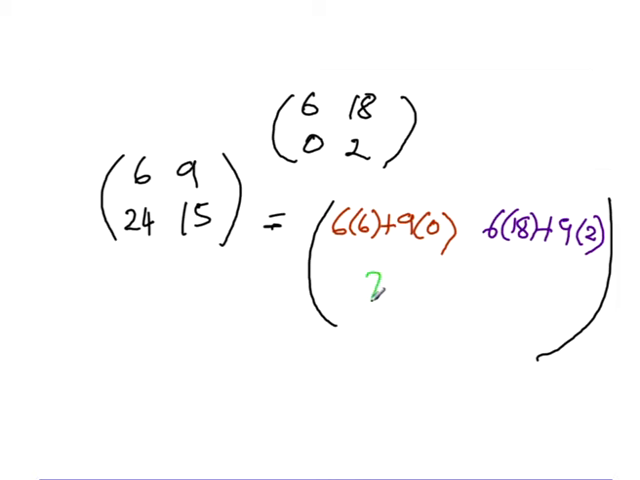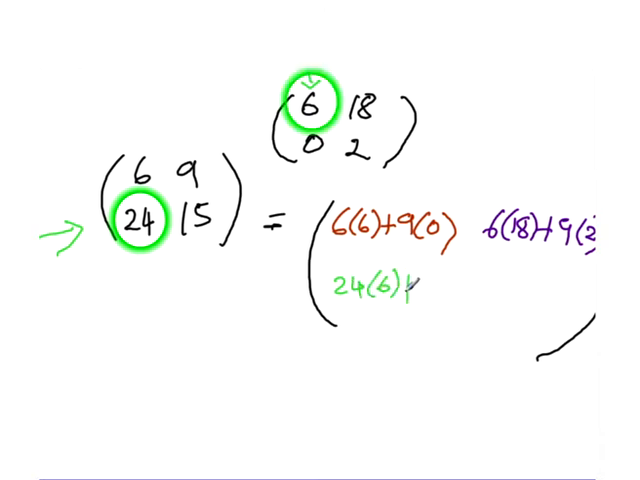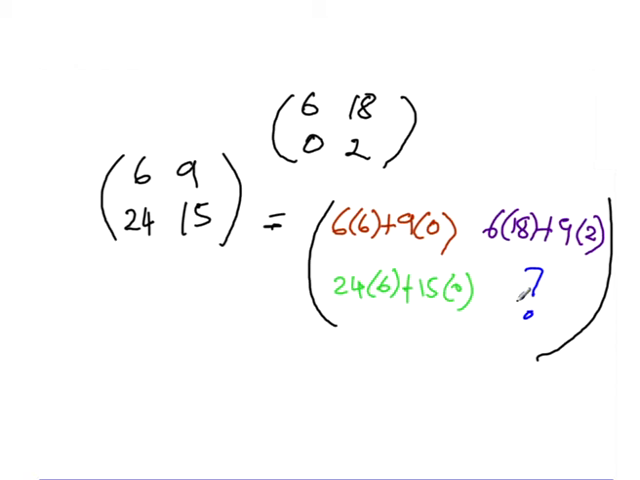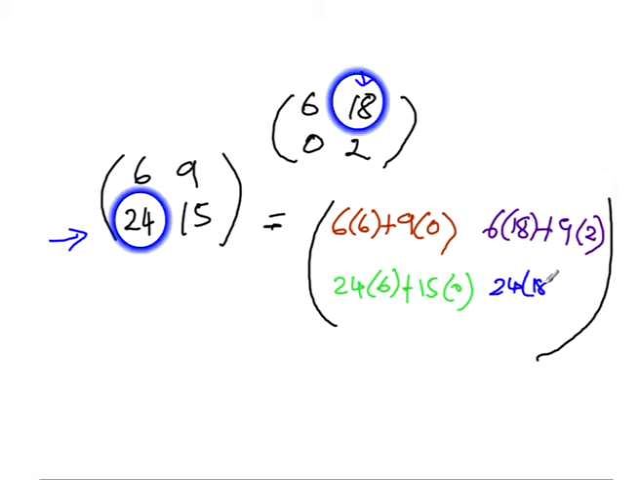In order for us to obtain the answer for this column, we have to multiply this row against this column. 24 times 6 plus 15 times 0. Finally, in order to obtain the figure for this, we have to multiply this row against this column. 24 times 18 plus 15 times 2.